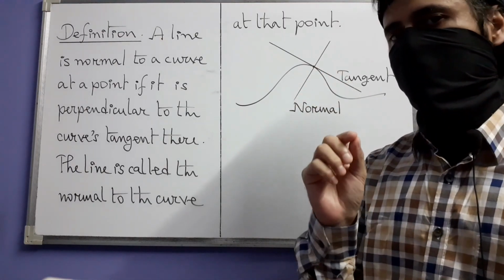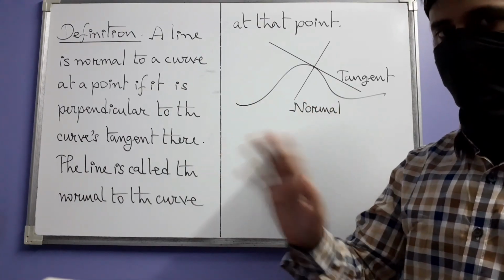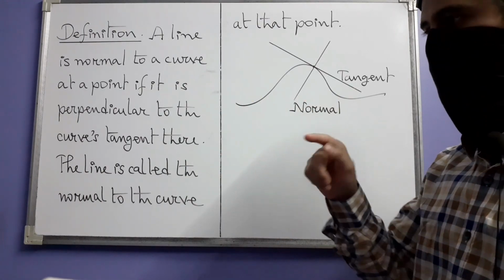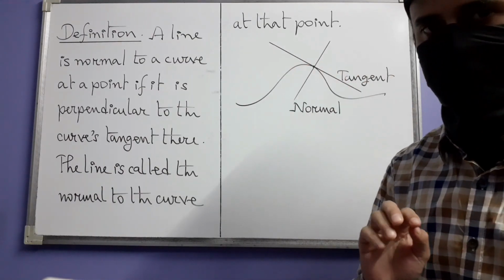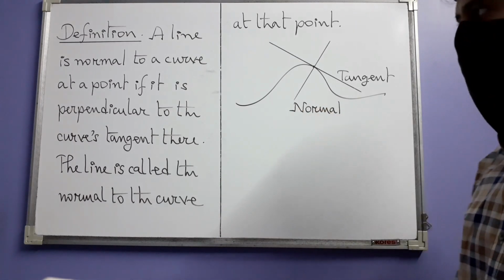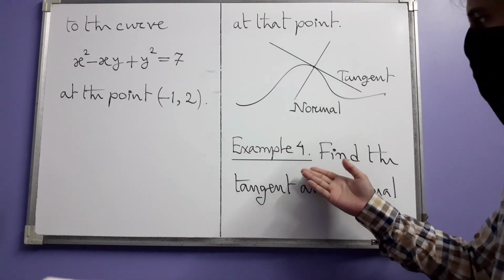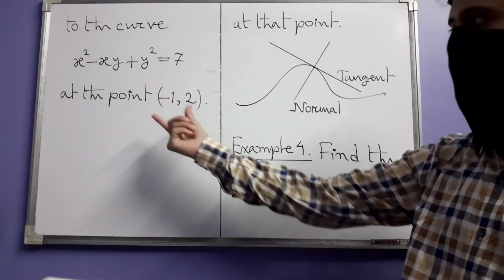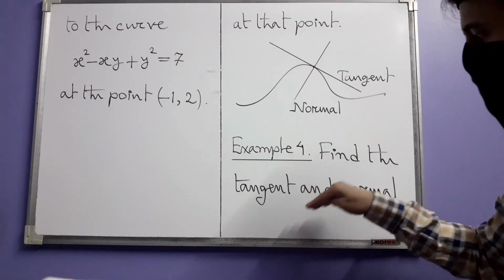Just like you know already that not every curve has a tangent at all of its points, there are some curves which have sharp corners where a tangent does not exist. So at those points normals also will not exist. Let us next see this example 4, where we are given a curve and a point on the curve at which we have to find the tangent and normal.